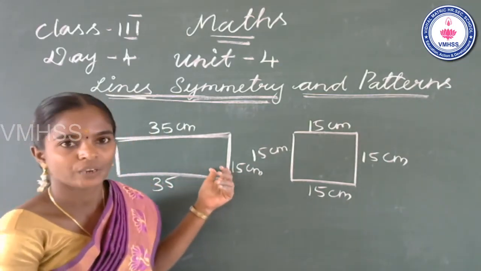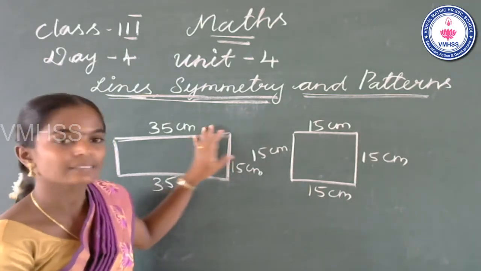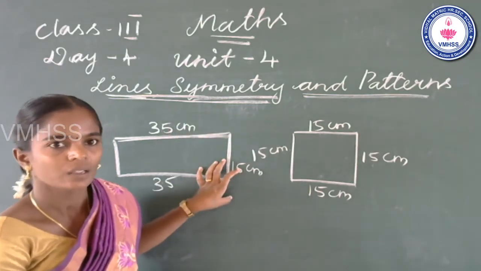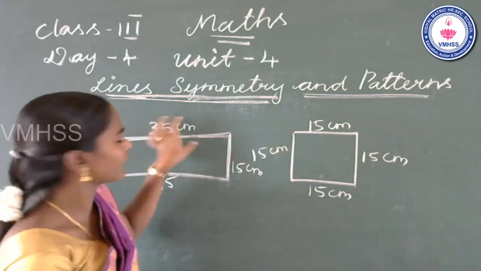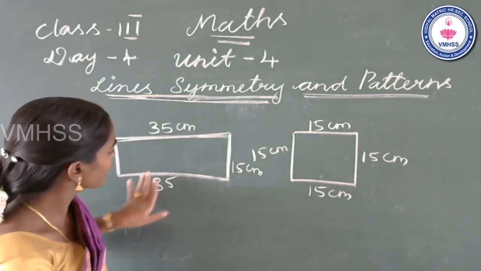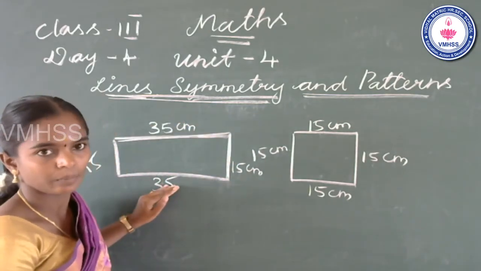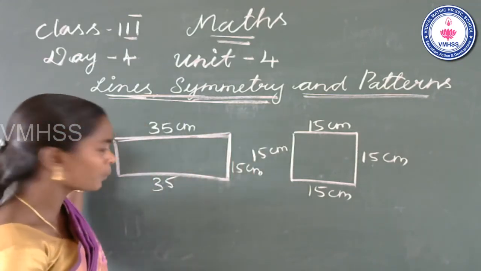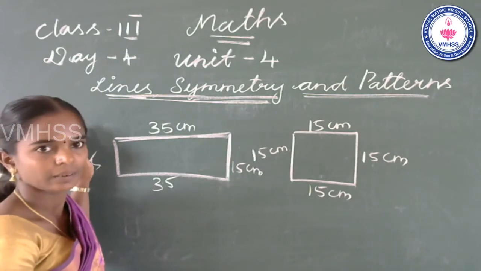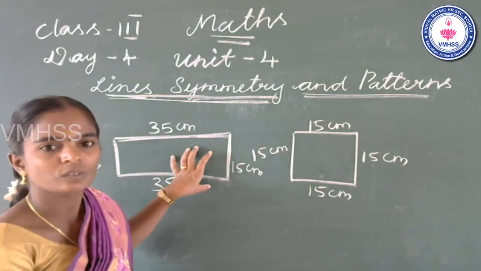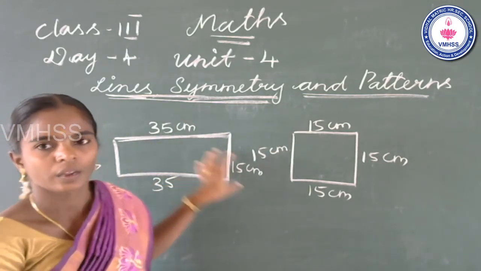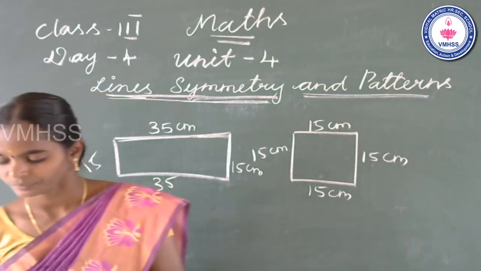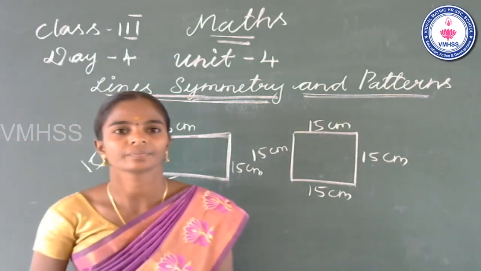Children, listen. In a rectangle, opposite sides are equal. This horizontal line is 35 centimeter, and the opposite side is 35 centimeter. Next the vertical line is 15 centimeter, and the opposite side is also 15 centimeter. So in a rectangle, opposite sides are equal. Students, is it clear?